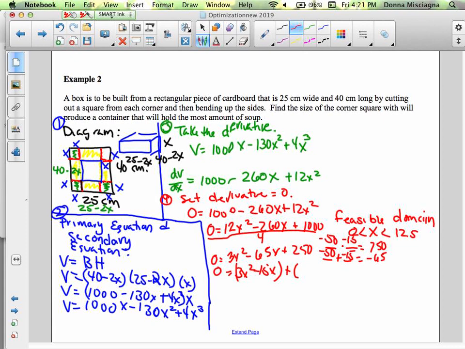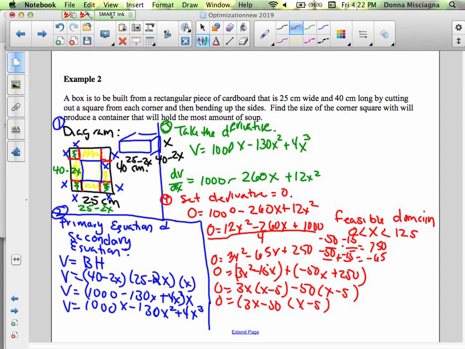So 3x squared minus 15x plus negative 50x plus 250. Our greatest common factor here is a 3x, and that would be an x minus 5. And then we can pull out a negative 50, and that would be an x minus 5. So we have 0 equals 3x minus 50 times x minus 5. So they'll both be positive numbers. They at least meet that. All right, and so let's solve the rest of that.